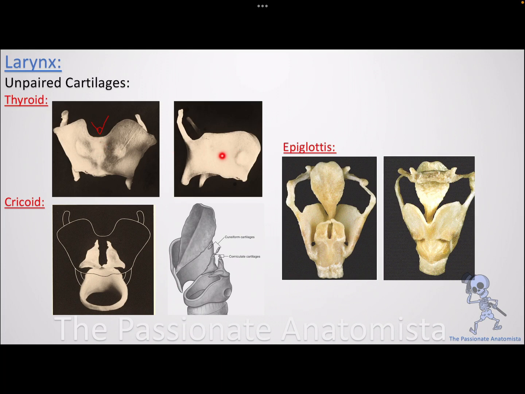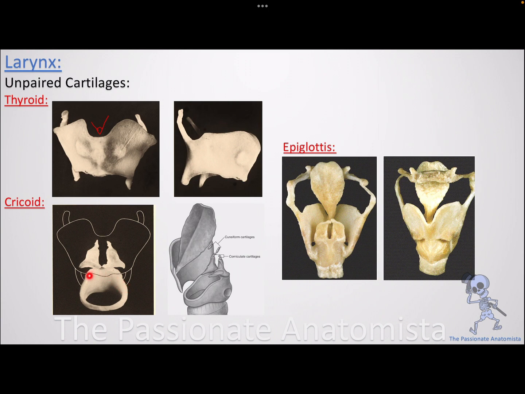Now, if you look at a side view of the thyroid cartilage, you guys can see that we have a superior horn and inferior horns, right? And from there, we need to have ligaments that connect the cartilages together, and we're going to talk about them down the road.